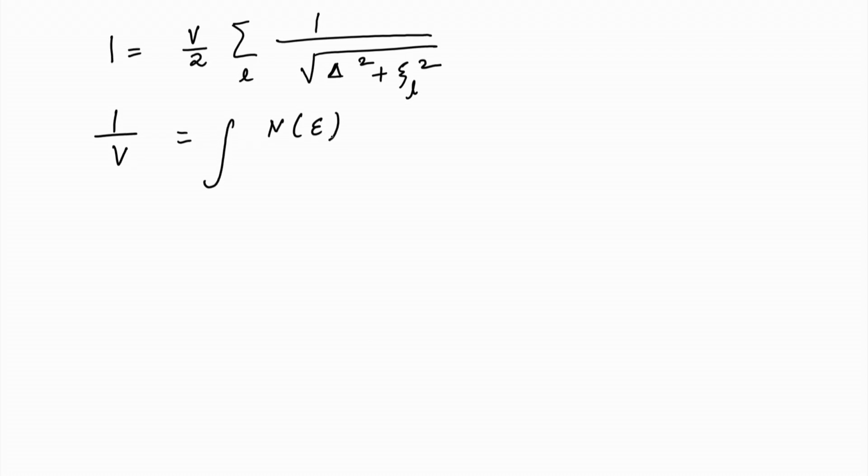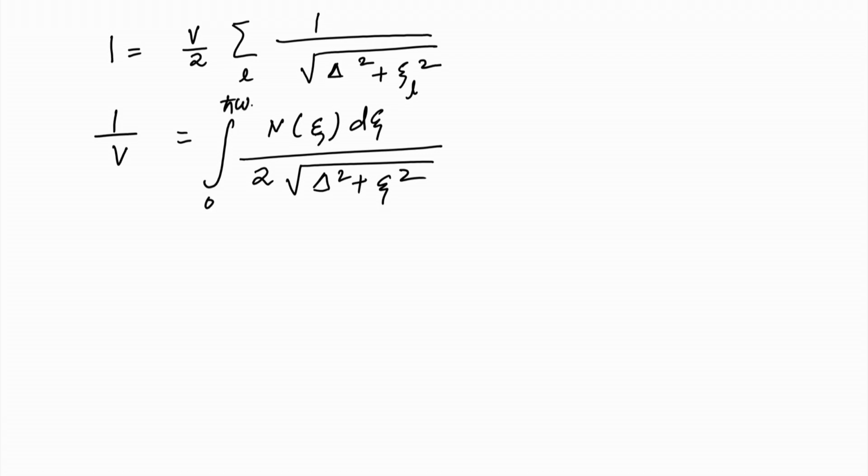Once we convert a summation into an integral, we need to bring in the density of states. We can write down the density of states like this and do this integral, such that there is a 2 and delta square plus xi square, where xi is the variable. Now, the integral will be from 0 to h cross omega d. This is what we have said earlier.